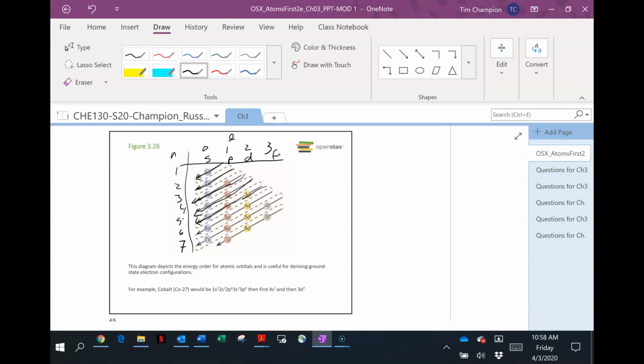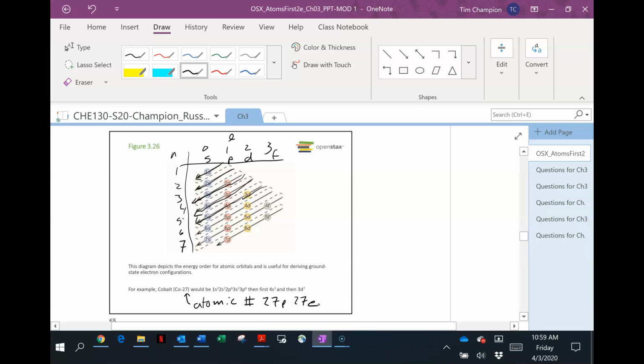And then you could go through this and fill up the electron configuration for an element depending on the number of electrons it has. So they give the example down here, cobalt 27, which is element 27, right? That's meant to be the atomic number. Normally when you see something written like that, that's meant to be the mass number. But cobalt has an atomic number of 27, which means it's got 27 protons and 27 electrons, and we're not worrying about the neutrons right now.